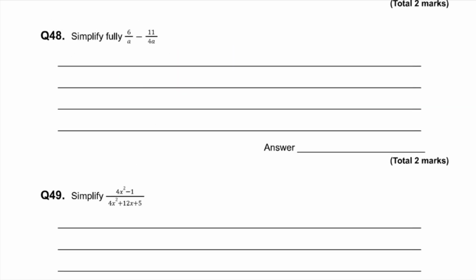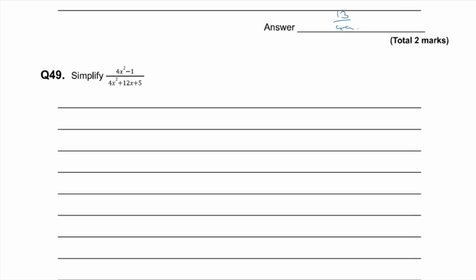I did it. Question 48, simplify fully 6 over a minus 11 over 4a. Okay, so what's the common denominator out of a and 4a? Well, 4a is 4 times bigger than a. So if I multiply top and bottom through by 4, I'll get 4a on both of them, and then I can just do the subtraction then, can't I? Okay, so that's the same thing as 4 times 6, that's 24 over 4a minus 11 over 4a. Now I've got the same denominator, I can just simply subtract the numerators. 24 take away 11, that's 13. So I'm just going to get 13 over 4a. That's my final answer, 13 over 4a.